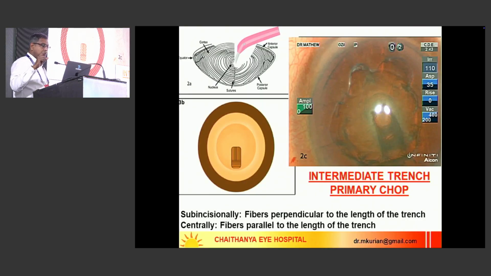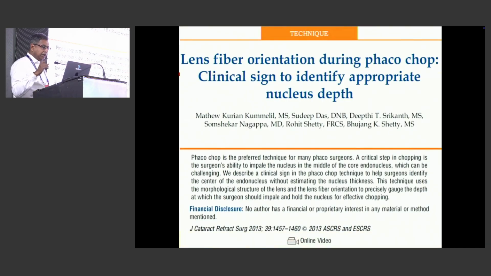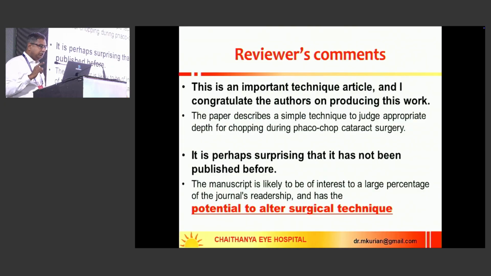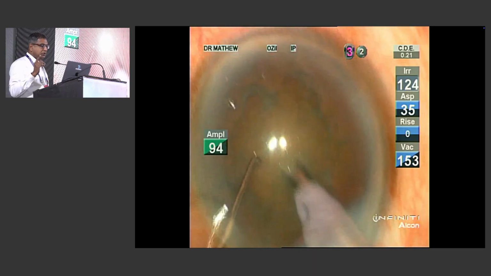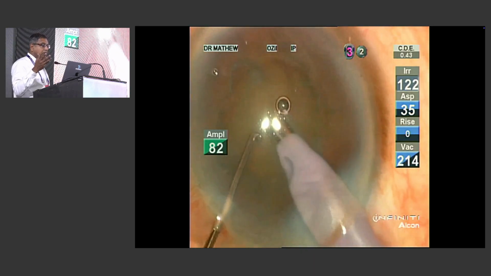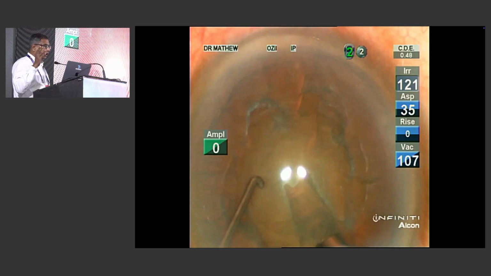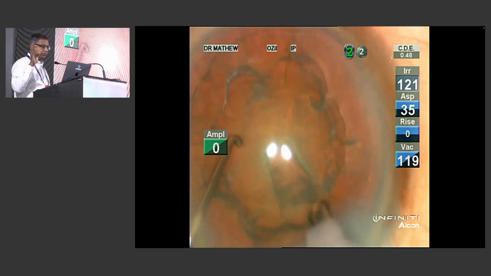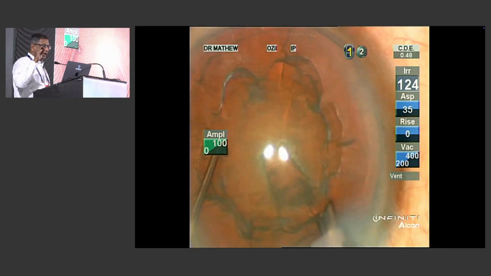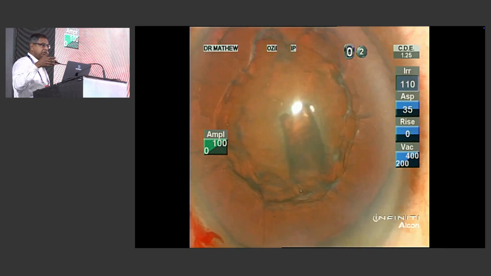You don't need to go that deep to do chopping techniques. The intermediate trench was again published in 2018 in JCRS, lens fiber orientation during phaco chop. The reviewer said, perhaps surprising that this has not been published earlier, because all of us, when we are operating, I'm sure everybody in this audience has done at least some phaco, and you should be seeing this.